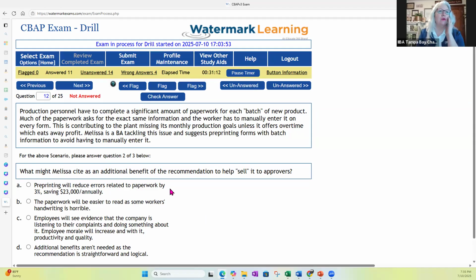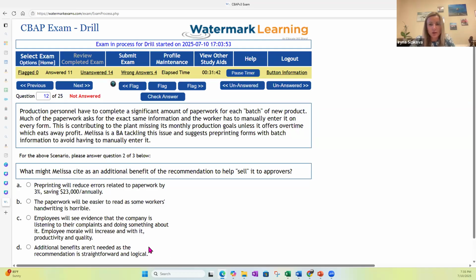Pre-printing will reduce error related to paperwork by 3%, saving $23,000 annually. The paperwork will be easier to read as some workers' handwriting is horrible. It could be true, probably. Employees will see evidence that the company is listening to their complaints and doing something about it. Employee morale will increase, and with it, productivity and quality. Additional benefits aren't needed as the recommendation is straightforward and logical.